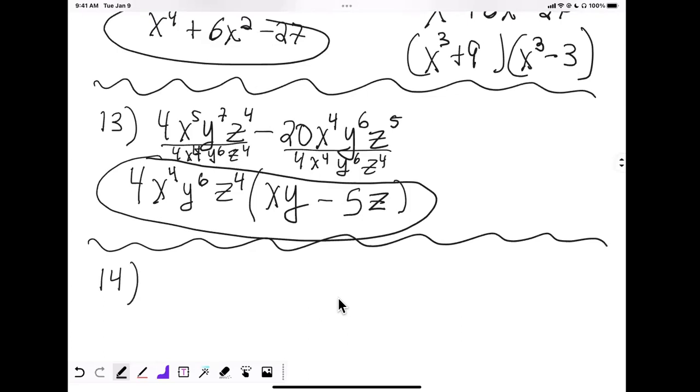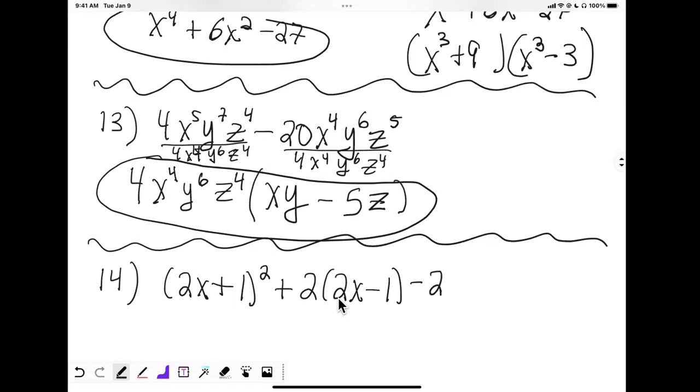This one we did once or twice, but we're going to do it again. 2x plus 1 squared, where it looks like factoring, but doesn't look like factoring, plus 2 times 2x minus 1 minus 24. This one, you really do have to use substitution.